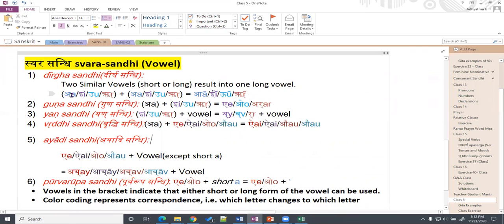Here I have represented it in this manner: akara plus akara, akara. When I put a vowel in the bracket, that means it is either the short or long form of the vowel. Similarly, ikara, ukara and rukara. We'll see some examples.